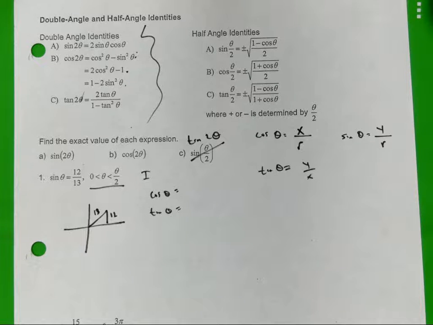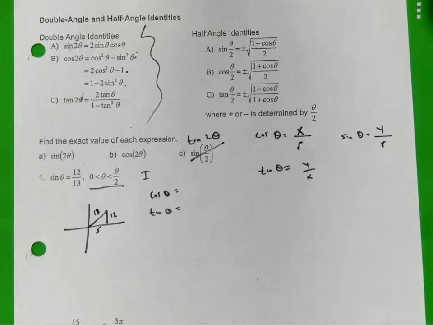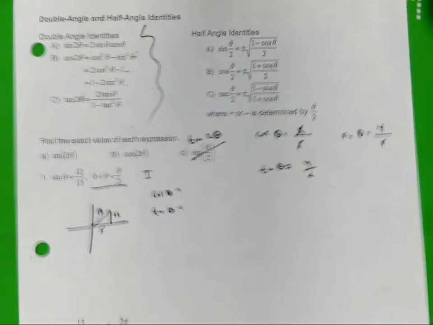How would you find your other value? Pythagorean theorem. Isn't it kind of the same thing as working with a normal triangle? Yes. What's 169 minus 144? 25. What's the square root of 25? 5. Alright, so now you've got all the information, and they're in quadrant 1.